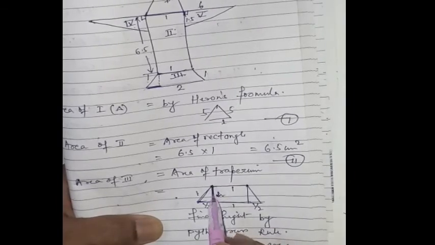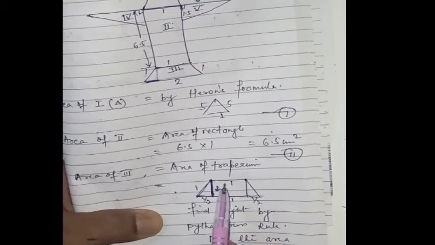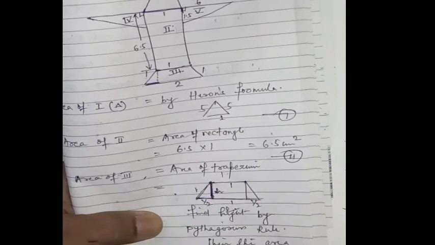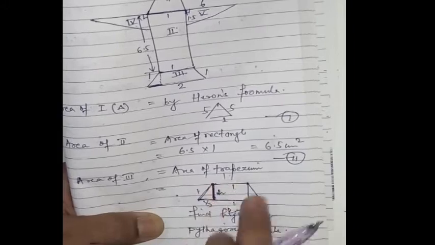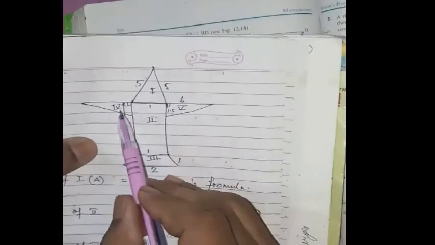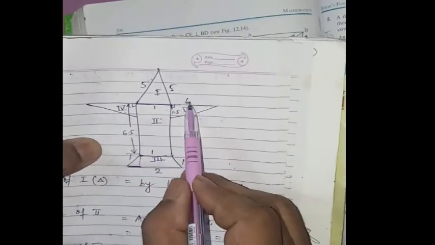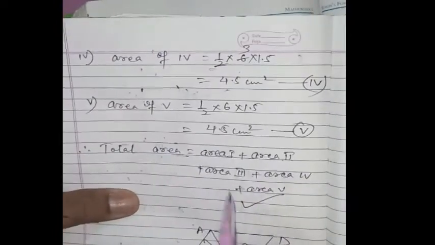Okay, and if you get the height, then what will you do? Area of trapezium is equal to half into the sum of this. This is 1 and this is 2, so 1 plus 2 into height. This is the height. So if you know the height from Pythagoras rule, you will get the area of this trapezium. This is number 3. Now the area of 4. This is a right angle triangle, half into 6 into 1.5. Area of 5 is the same, 4.5. Adding that, you get the total area.